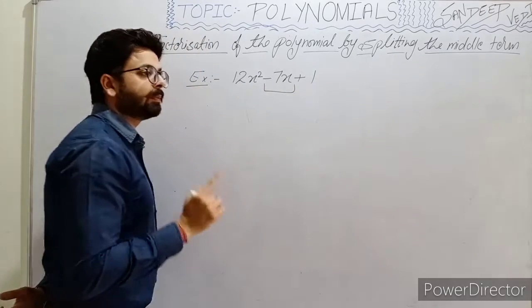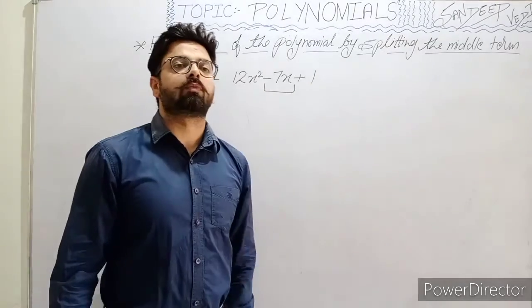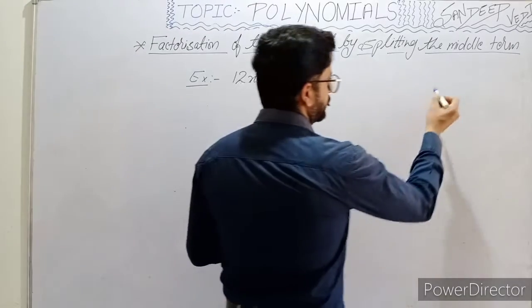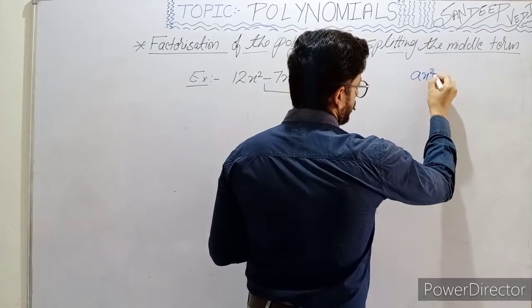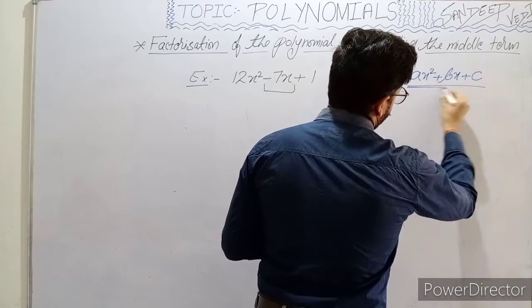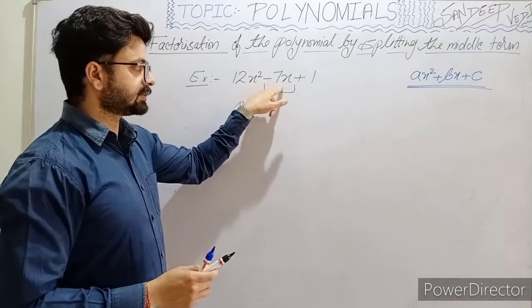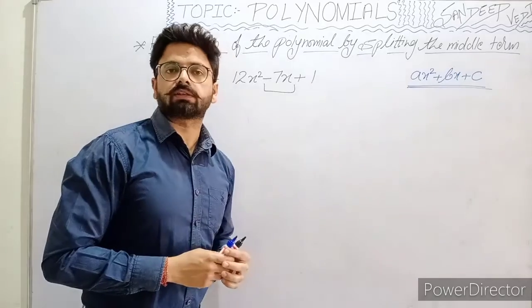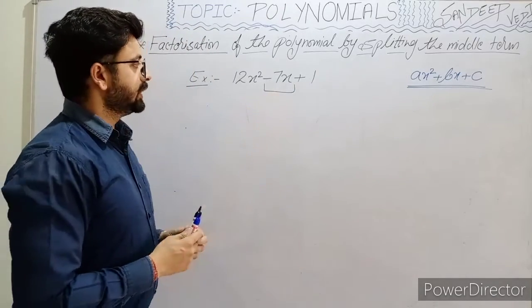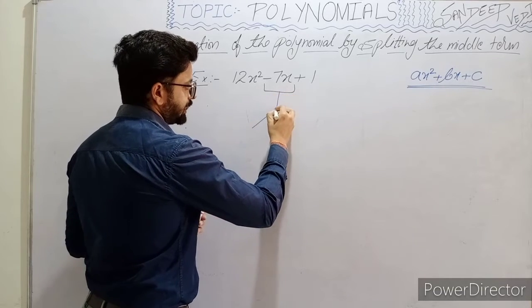First, we have to make sure this polynomial must be in standard form. What is the standard form? I am writing it here: ax square plus bx plus c. This is the standard form. It means the square term will come first, then the x term, and at last the constant term. Afterwards, guys, we will select the middle term. This middle term we split in two parts.